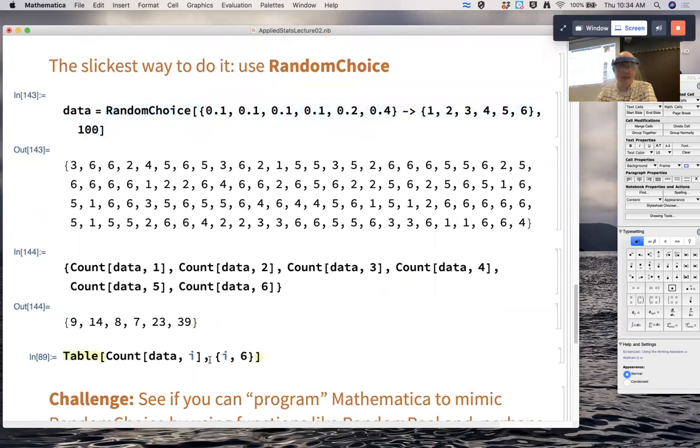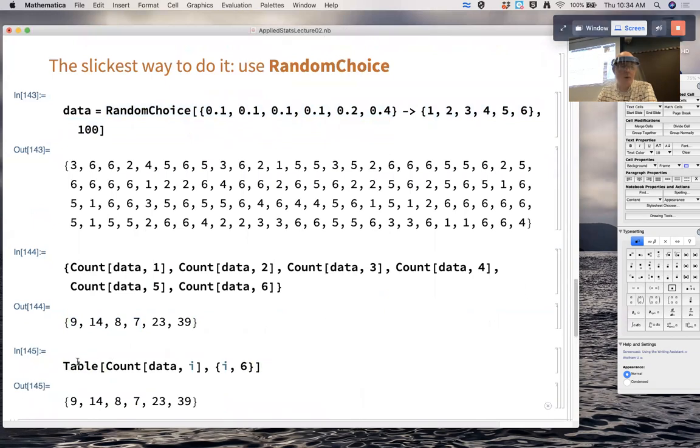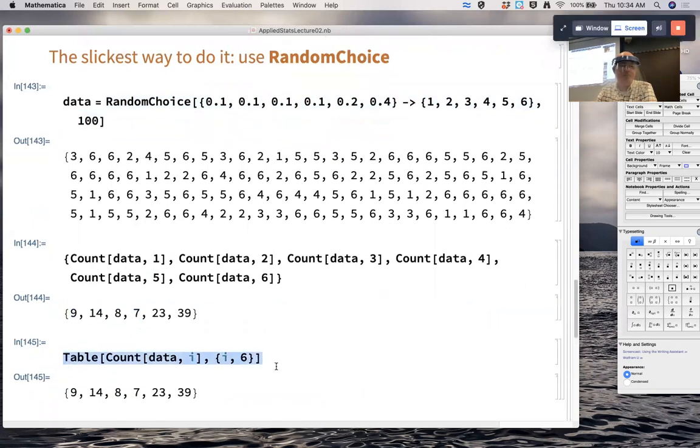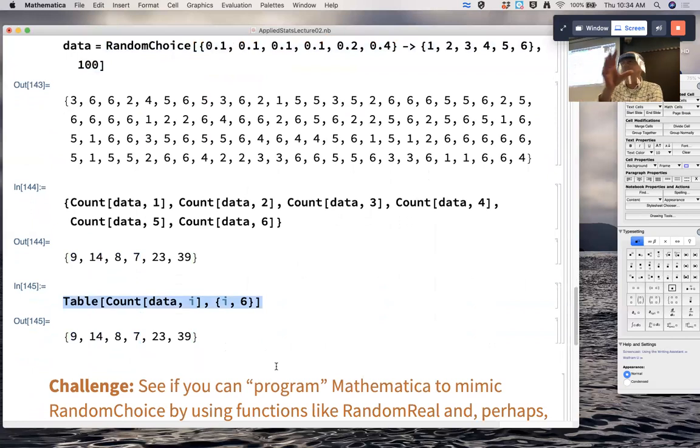And this is just going to give us the same output with a shorter line of code. Table generates lists in different ways. I'm not going to get into details. You can just mimic what I do here.